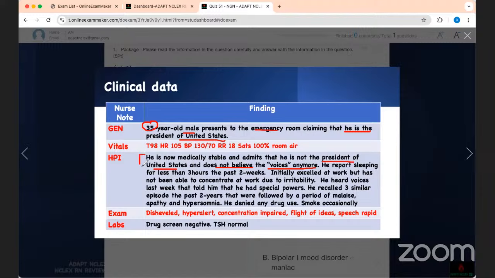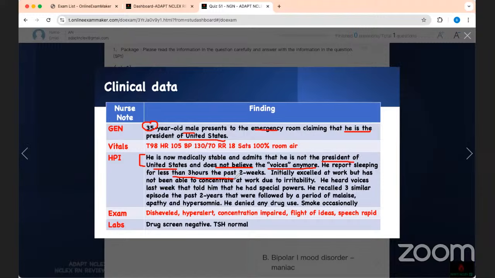Mental health, these are the little things that make mental health cases difficult. One word changes the diagnosis. So whatever you're thinking, that word, don't let it go. He made up his mind. Now that he's stable, he said, no, I'm not the president of the United States, even though I hear voices. He reports sleeping for less than 3 hours the past 2 weeks.